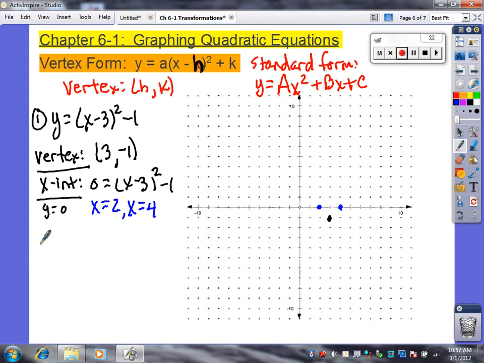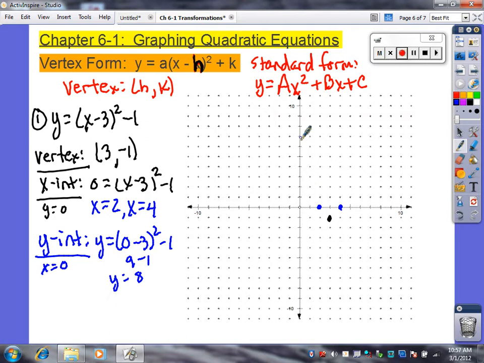Now we'll do the y-intercept. It doesn't matter what order. For the y-intercept, we know that x equals 0. So we have y equals, plug and chug, 0 minus 3 squared minus 1. It's going to give us 9 minus 1, so 8. So the y-intercept is 8.